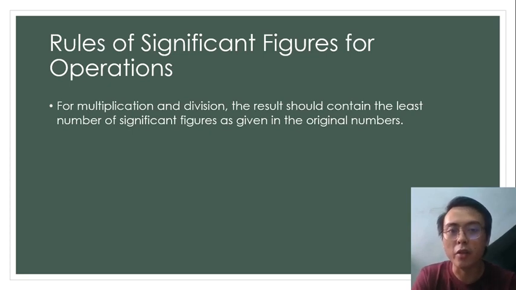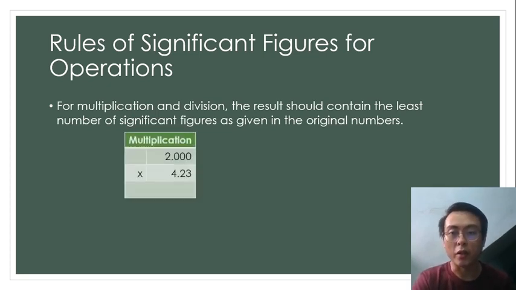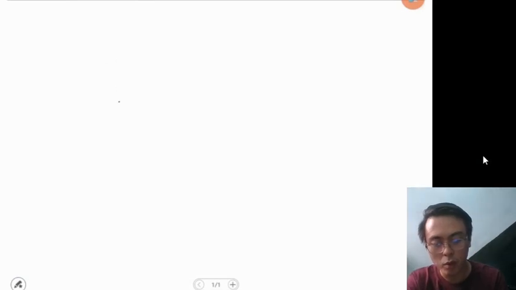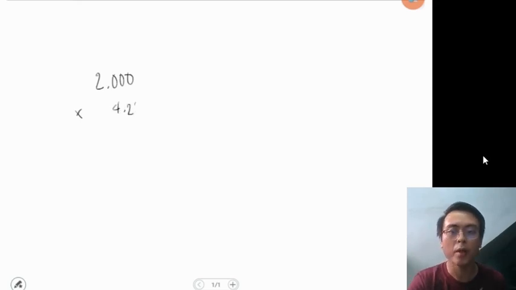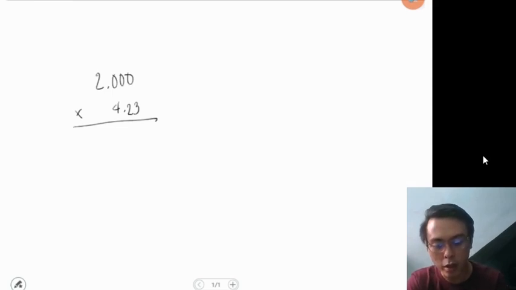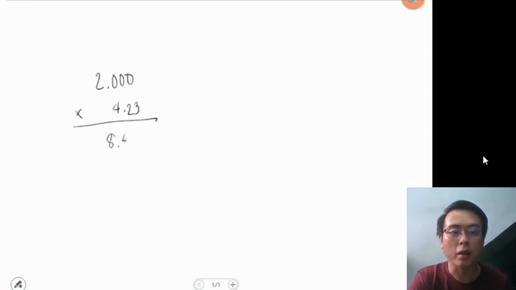Now, for multiplication and division, the result should contain the least number of significant figures as given in the original numbers. So for addition and subtraction, we count decimal places. For multiplication and division, we count significant figures. Let's have this example: 2.000 times 4.23. First and foremost, you already know the answer: 8.46. But the question is, how many significant figures should we retain?